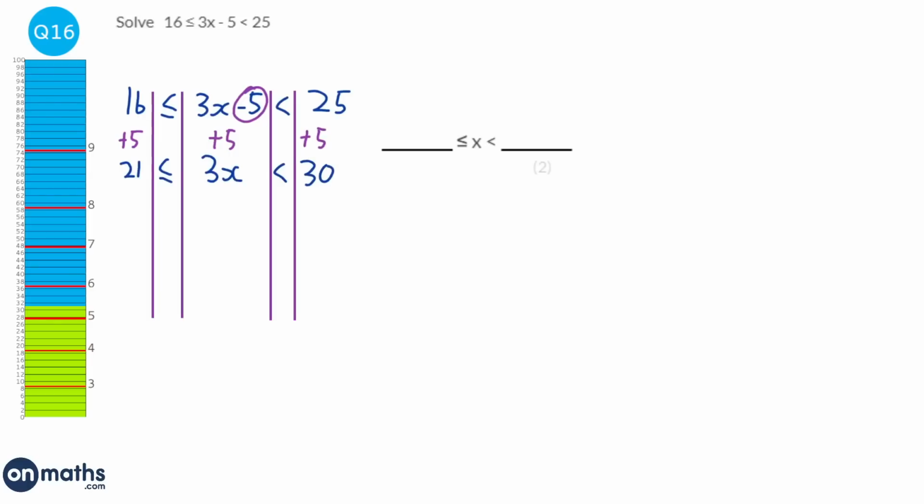Now we need to get rid of that 3. So we're going to divide by 3. And again, we need to do it on all 3 sides. So divide by 3 and divide by 3. So we've got x is greater than or equal to 7, and then we've got 10 is greater than x on the right hand side.